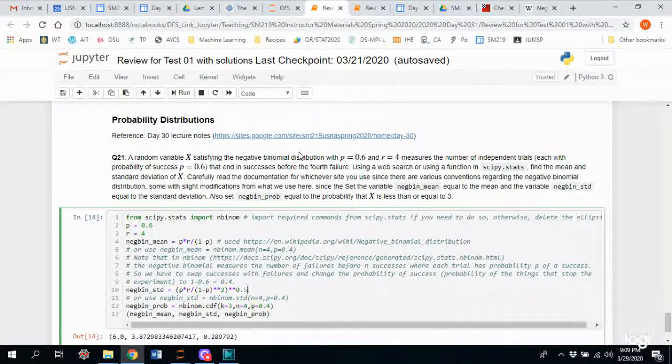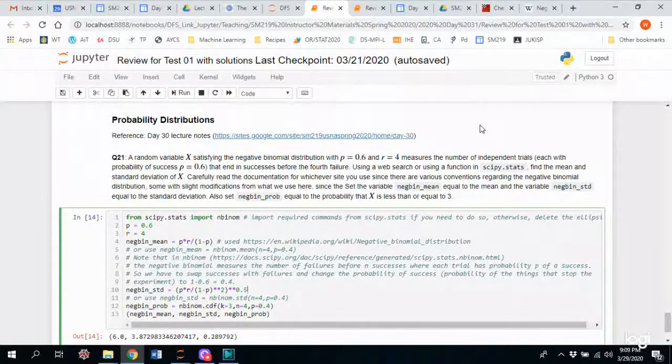Now we'll talk about probability distributions and question 21. Here we have a random variable x satisfying the negative binomial distribution with p equals 0.6 and r equals 4. This is said to measure the number of independent trials, each with probability of success p equals 0.6, that end in successes before the fourth failure.